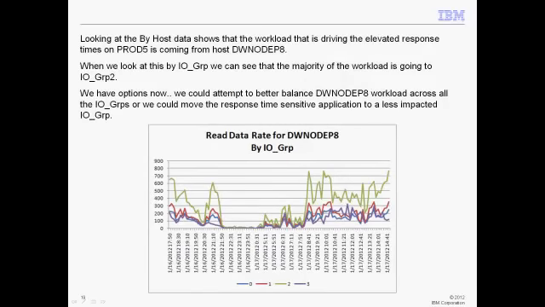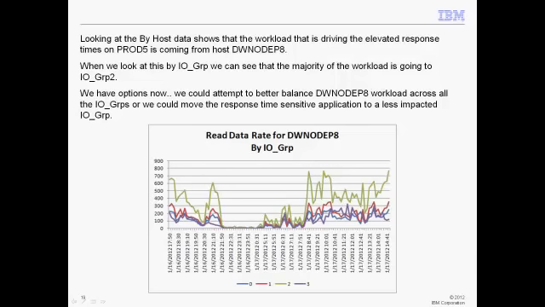Again, looking at the by host data shows that the workload that is driving the elevated response times on prod5 is coming from host DW node P8. When we look at this by I/O group, we can see that the majority of the workload is going to I/O group 2. Now looking back at the by preferred node view for volume 4, we see that volume 4 is sharing I/O group 2 with host DW node P8.